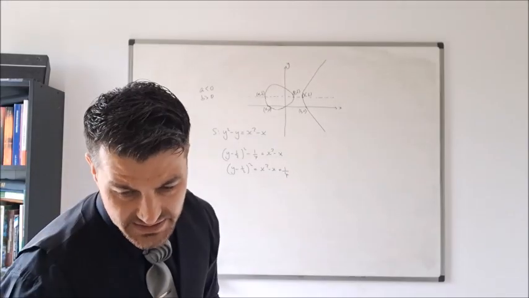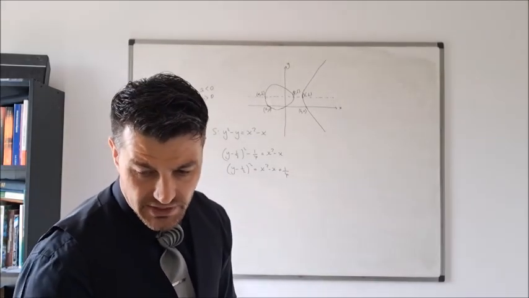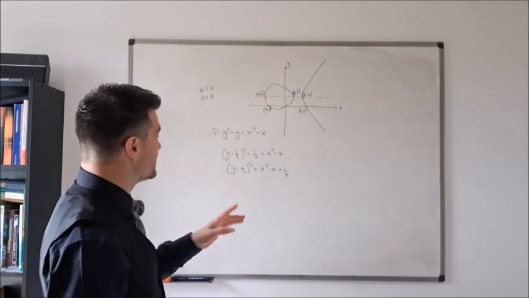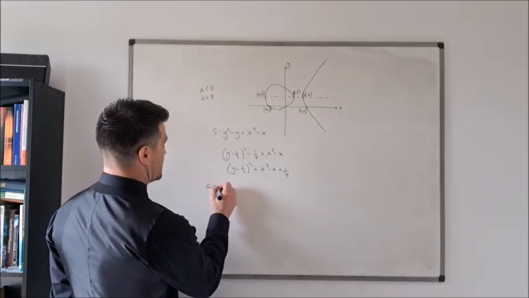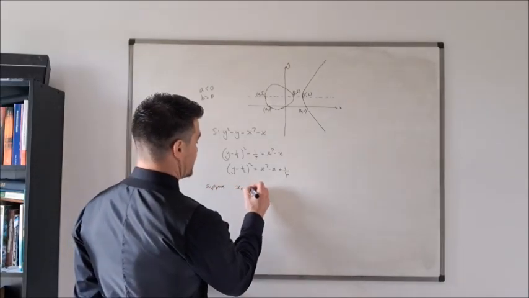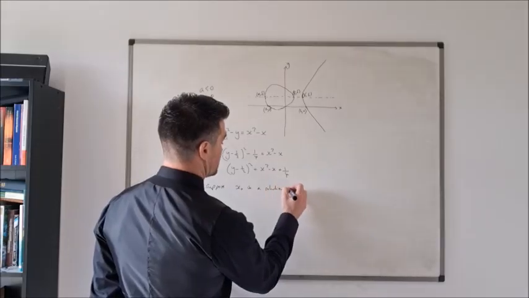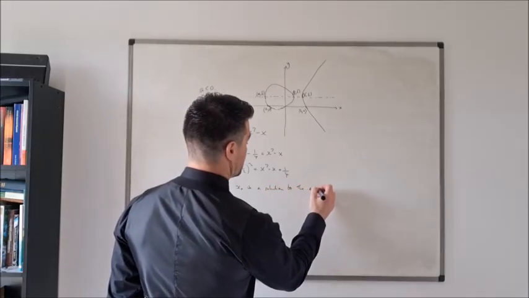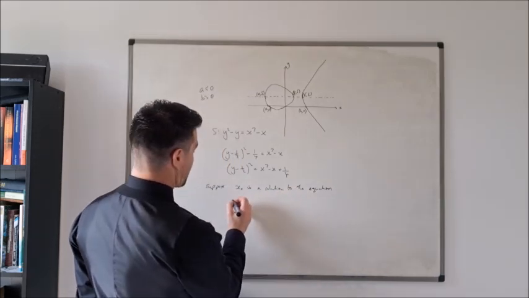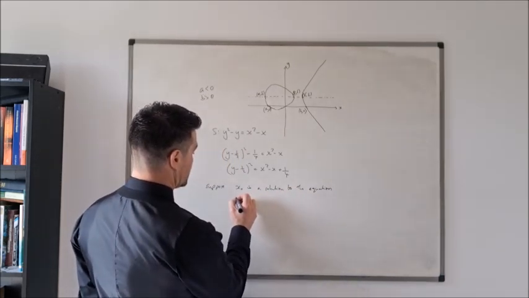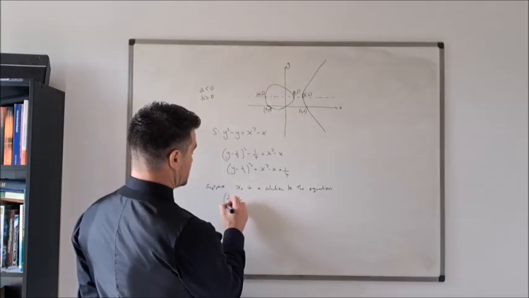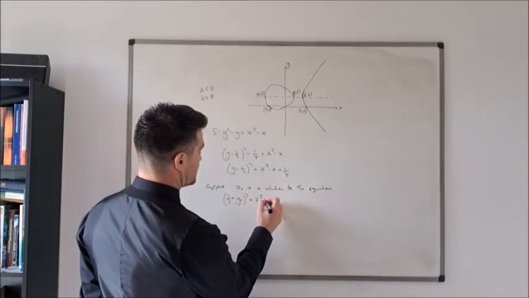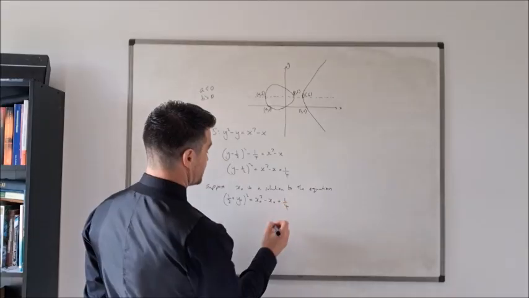Okay, so the next part is: explain why the curve is symmetric about the line y equals delta. Okay, so let's suppose x naught is a solution to the equation (half plus y naught) squared equals x naught cubed minus x naught plus a quarter.